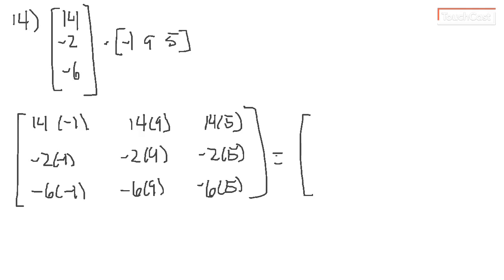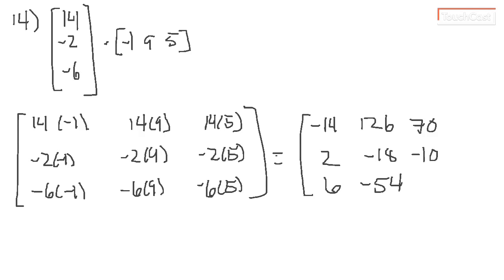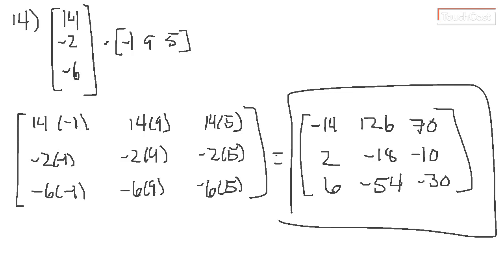Our final answer is going to be in the first row, negative 14, 126, and 70. In our second row, we're going to have 2, negative 18, negative 10. And in our third row, we're going to have 6, negative 54, and negative 30. Now let's move on to example 15.